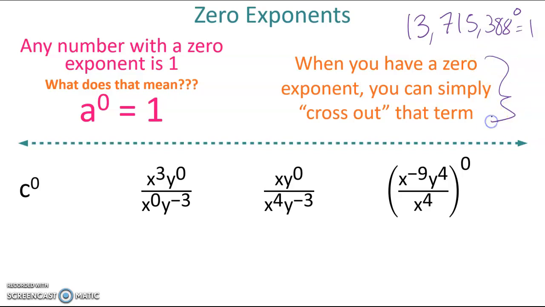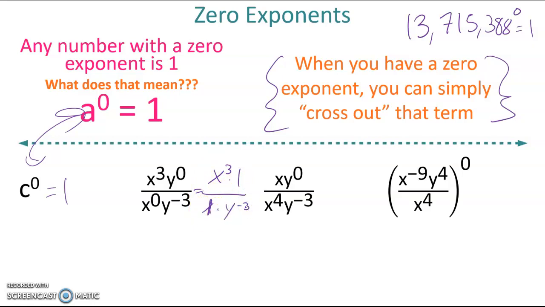Now what's nice about this in our bigger simplification problems is that if you have a 0 exponent, you can basically just cross it out, because that term equals 1. Quick example here, c to the 0 power equals 1, same as it is right here, okay? Now technically, which is why we can cross it out, this becomes x to the 3rd power times 1 over 1 times y to the negative 3rd power. But do I really need to write a multiply by 1? No, I don't. So I can literally just cross them out, and it turns into x cubed over y to the negative 3rd power.